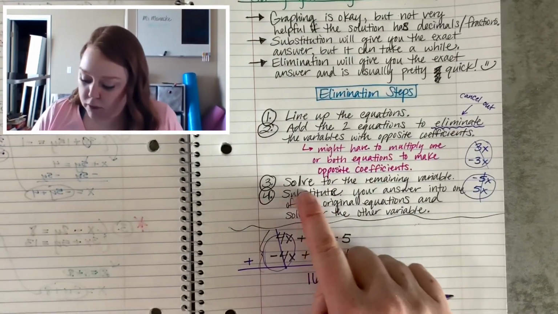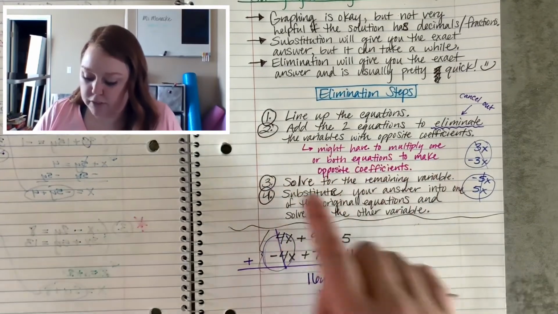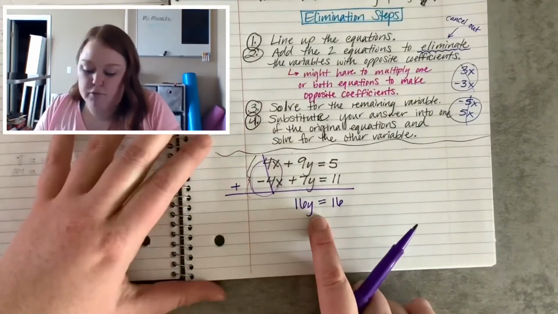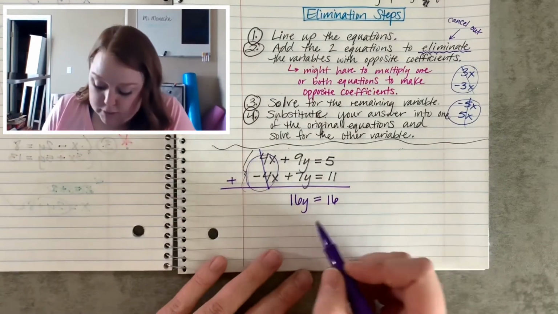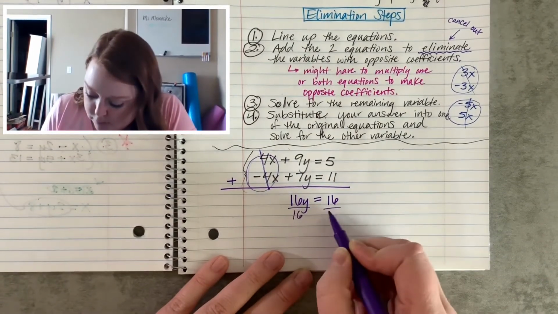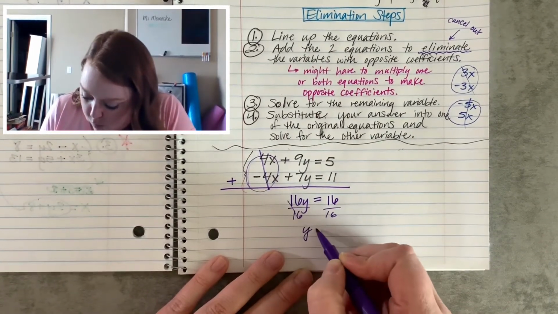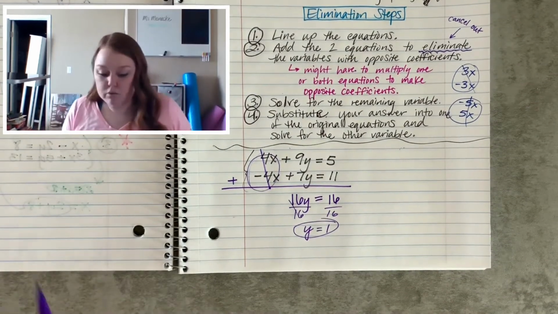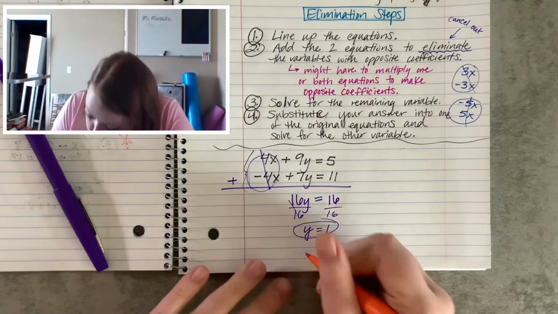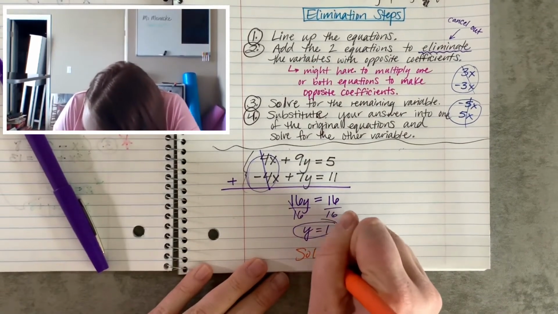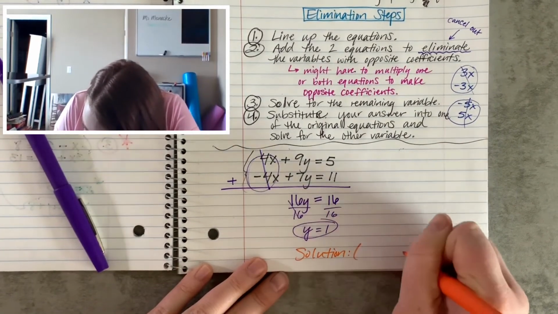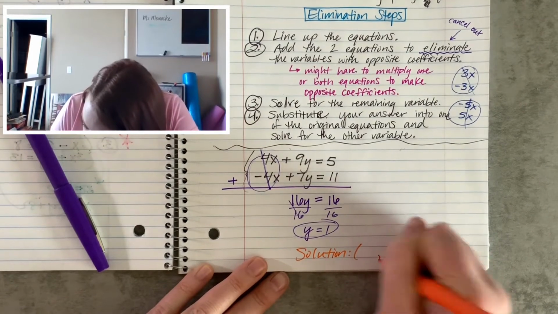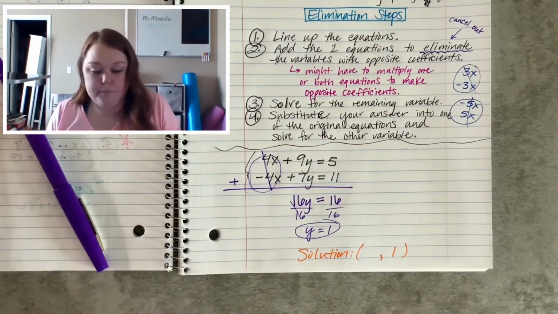So now we're going to solve for the remaining variable. Well, I'm going to just solve for y real quick. How do I get y by itself? Divide by 16. Y equals 1. Boom. Okay. So you already know part of the solution, right? You already know it's going to be something, comma, 1. Okay.